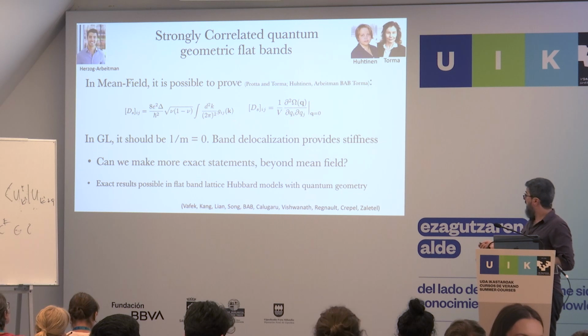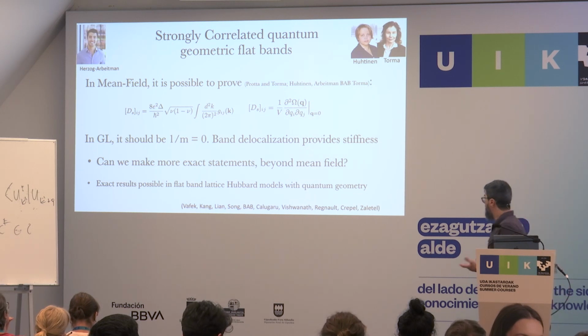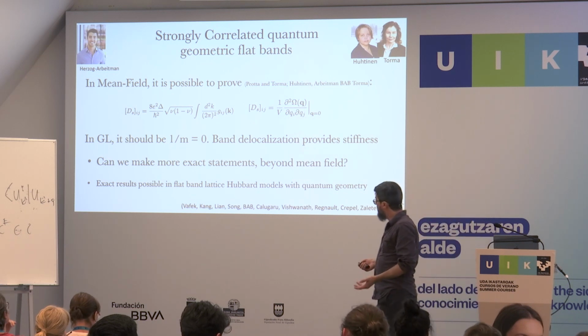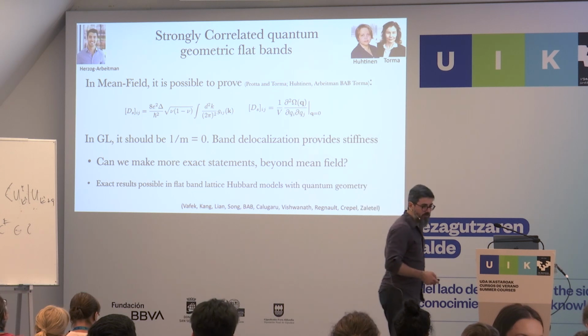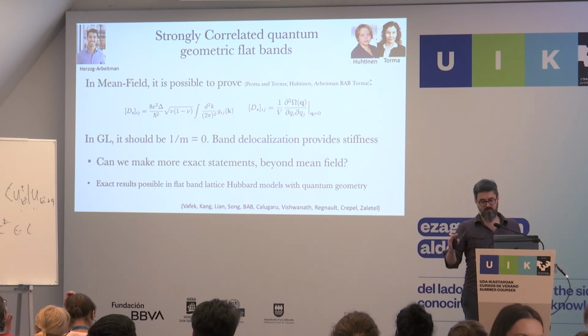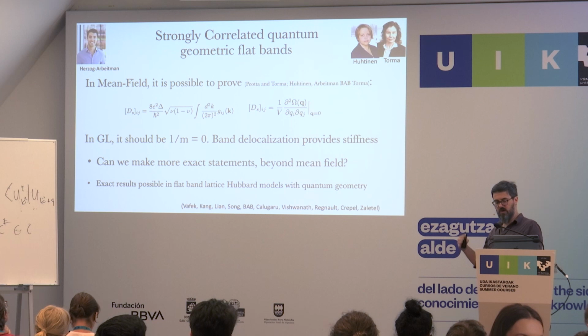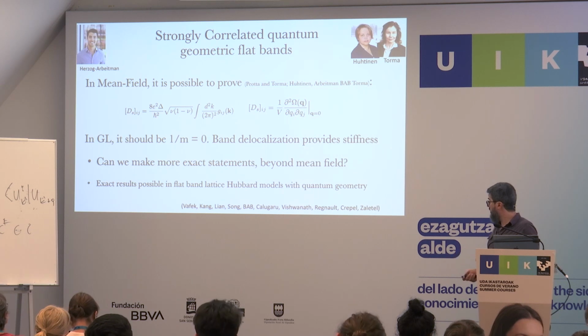But the band-lobe delocalization, which appears here, provides finite stiffness. And now, basically, what I'm going to show you is you can argue, well, you got mean field on a flat band. Is it really true? I'm going to show you that in some models, albeit contrived models, which I won't try to justify physically, you can make statements beyond the mean field and obtain some exact results.